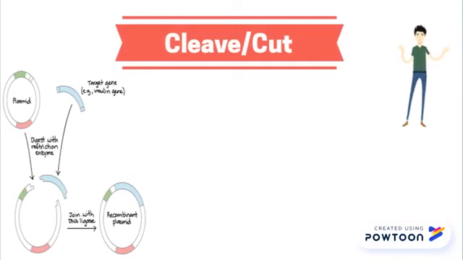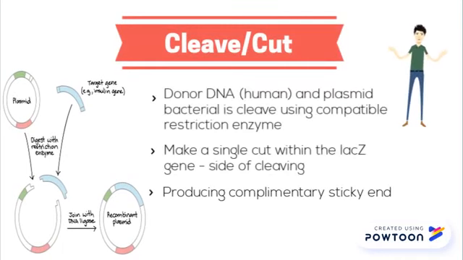Next is cleave or cut. Donor DNA and bacterial plasmid are cleaved using a compatible restriction enzyme. It makes a single cut within the exact gene site of cleaving, producing complementary sticky ends.